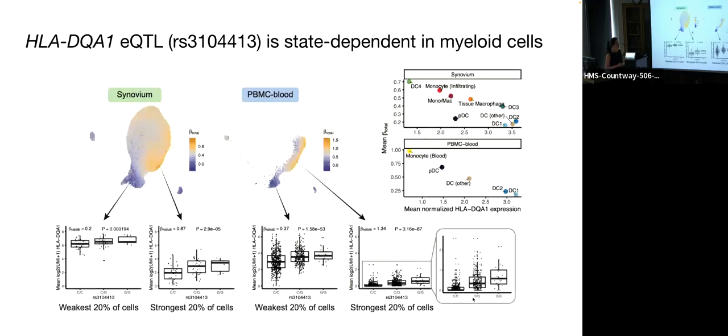And here we have the opposite trend as with T cells, where cells that have higher expression of DQA1 tend to have lower genetic regulation, whereas in the T cells, cells that have higher expression tend to also have higher eQTL effects.